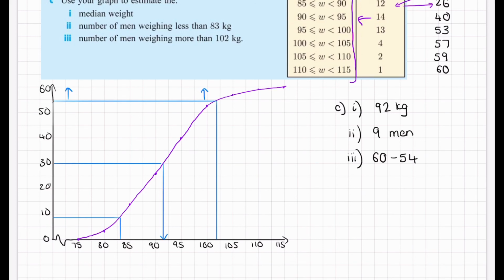We have 60 in total. We want to minus 54 because there's 54 men less than 102, which leaves us with 6 men that would be above that. So always just read the question and make sure you know if it's less or more, because if it's more, you want the values above the line.